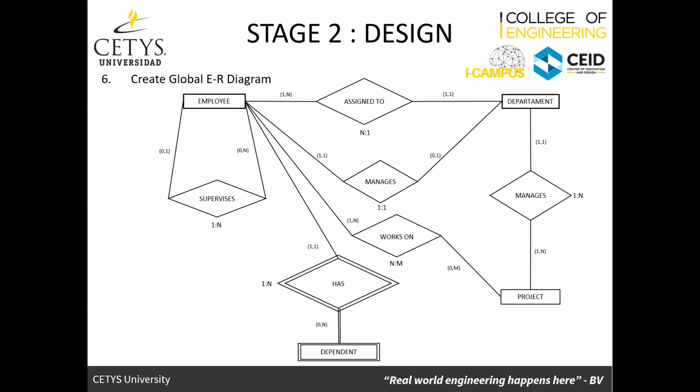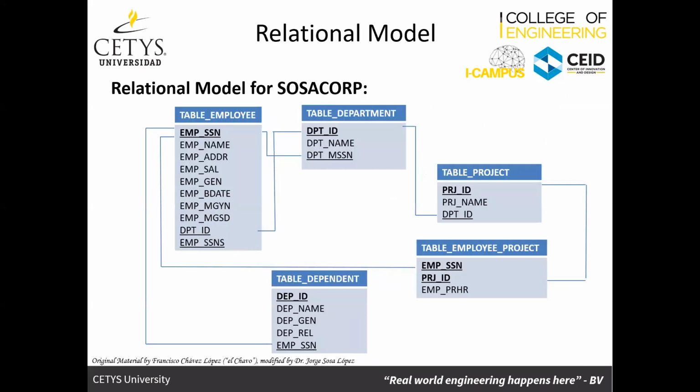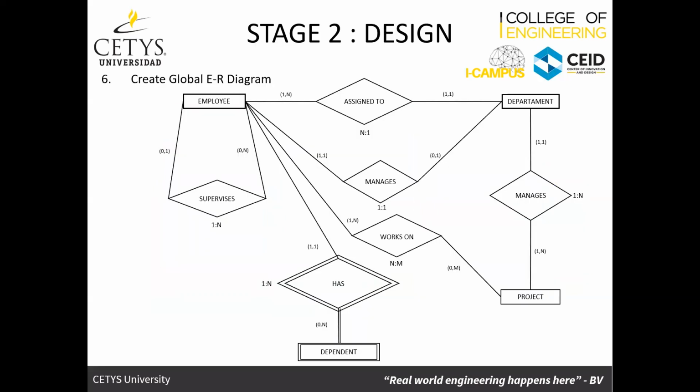Now, let's see about the relationships. So the first thing is that I'm going to have 4 tables: employee, department, project, and dependent. Notice that there's another table over here, the 5th table. Let's see how that works. But okay, let's go back to the relationships. Let's see each of the relationships.